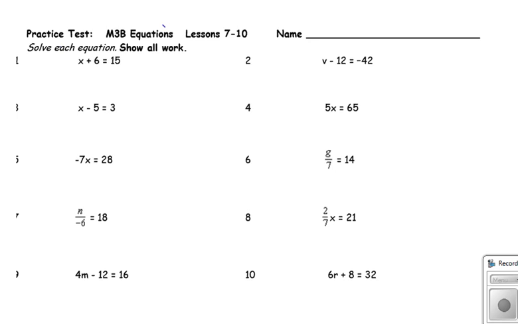In the first problem, it says to add 6, so we do the opposite, which is to subtract 6. Simplify. This will equal 0. 0 plus x is x. 15 minus 6 is 9.